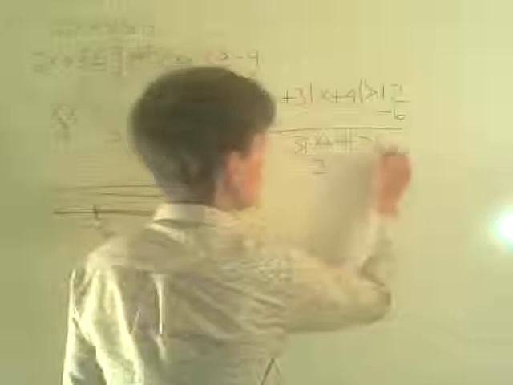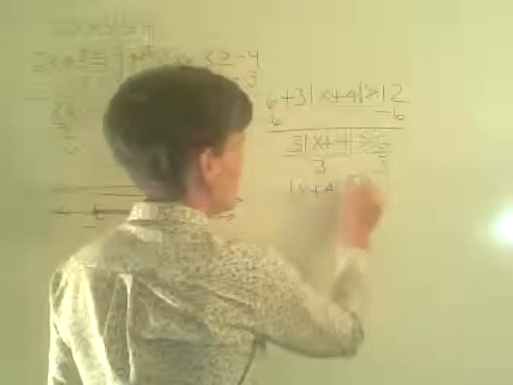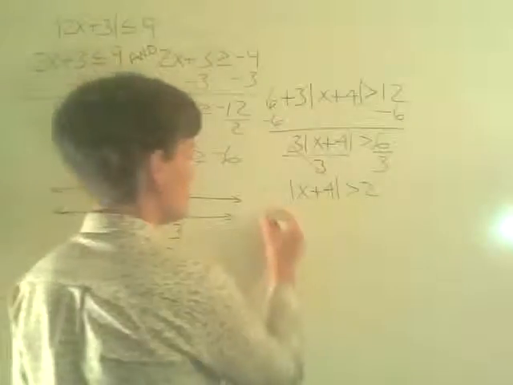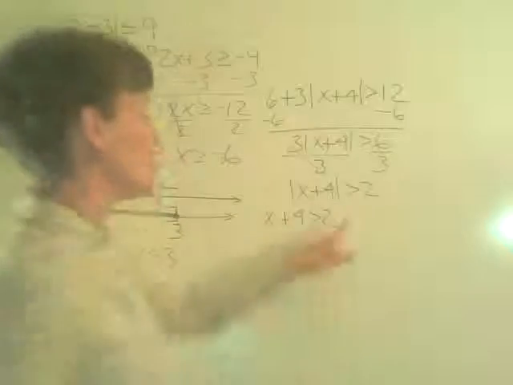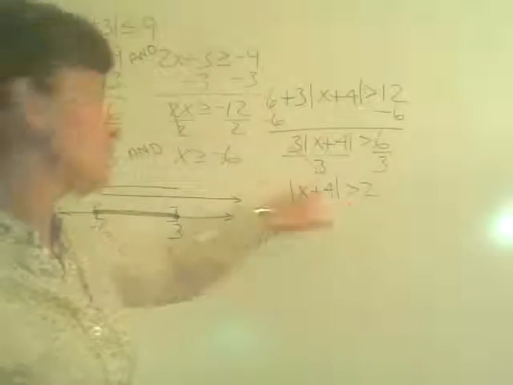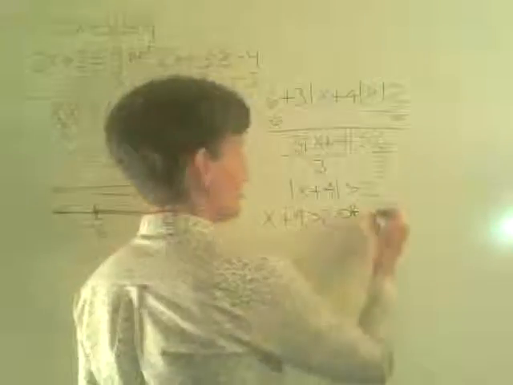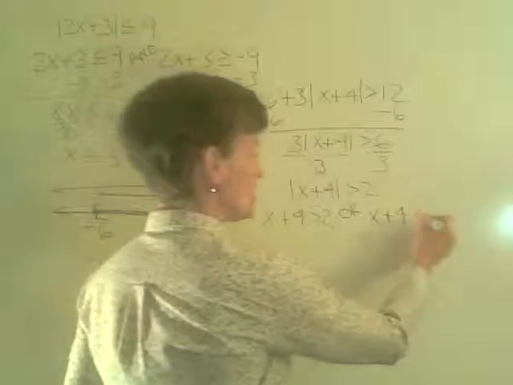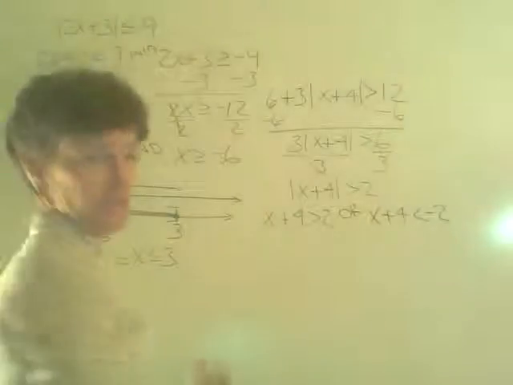Divide both sides by 3. And I have the absolute value of x plus 4 is greater than 2. Now I can write my two inequality statements. So x plus 4 is greater than 2. Now, this is a greater than. So an absolute value greater than is an or. And then my second statement is x plus 4. I flip the inequality sign and I make the number negative. And there's my second inequality statement.